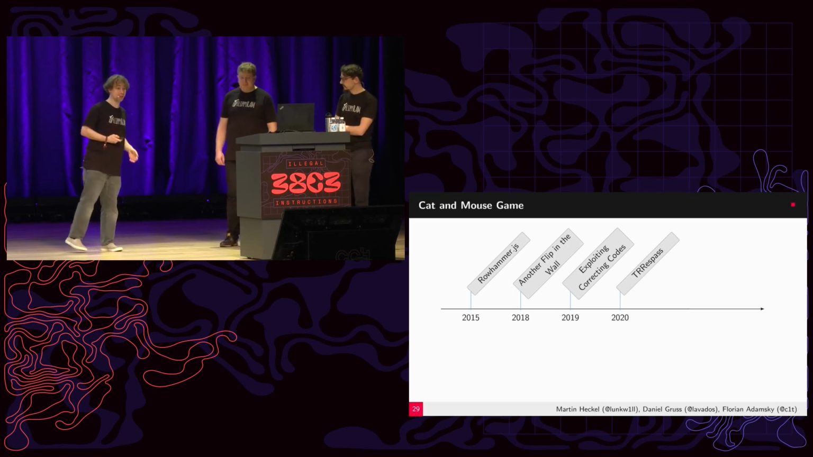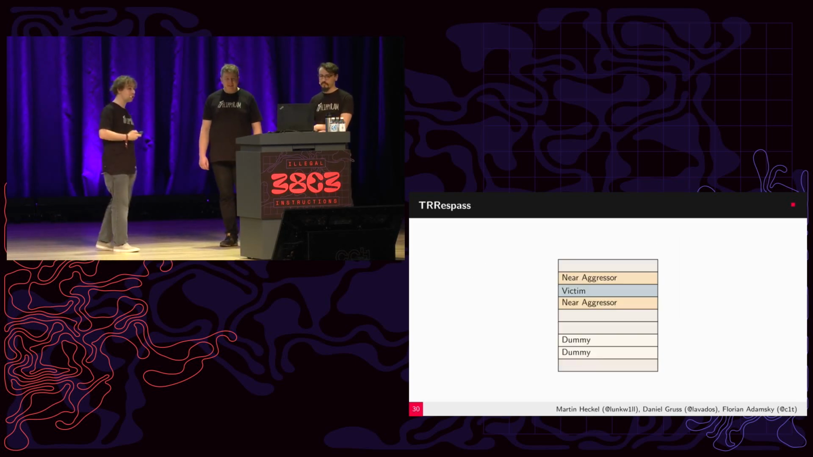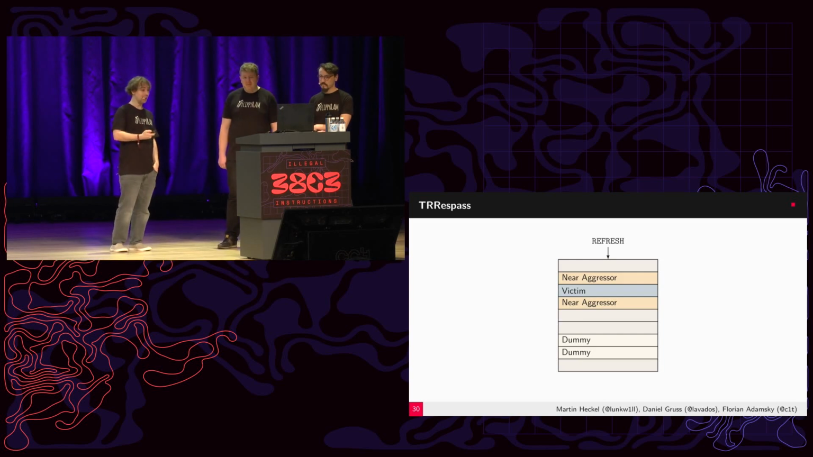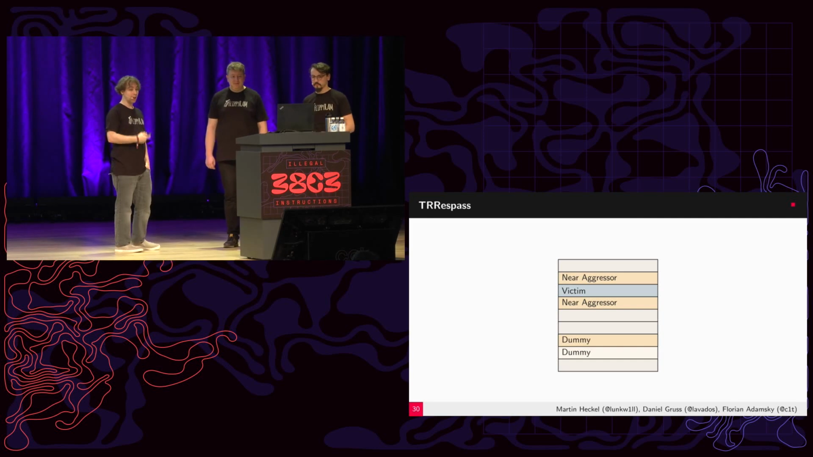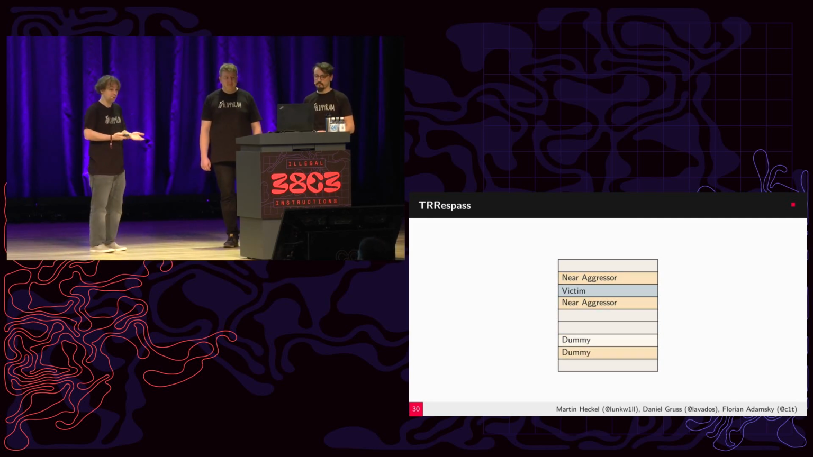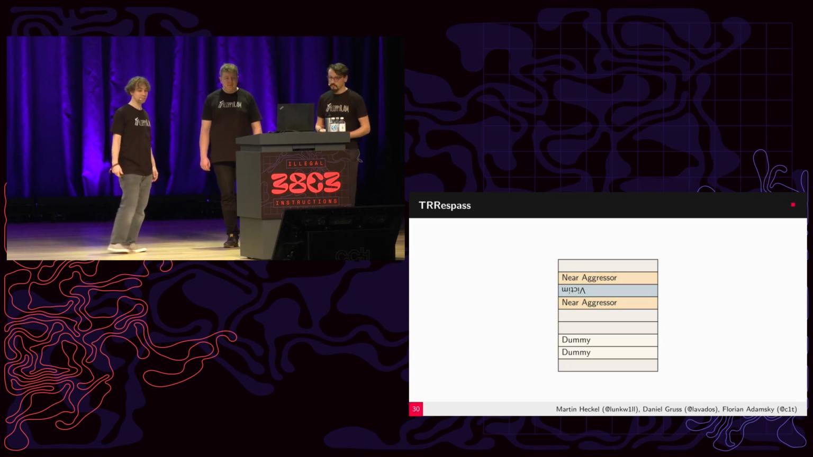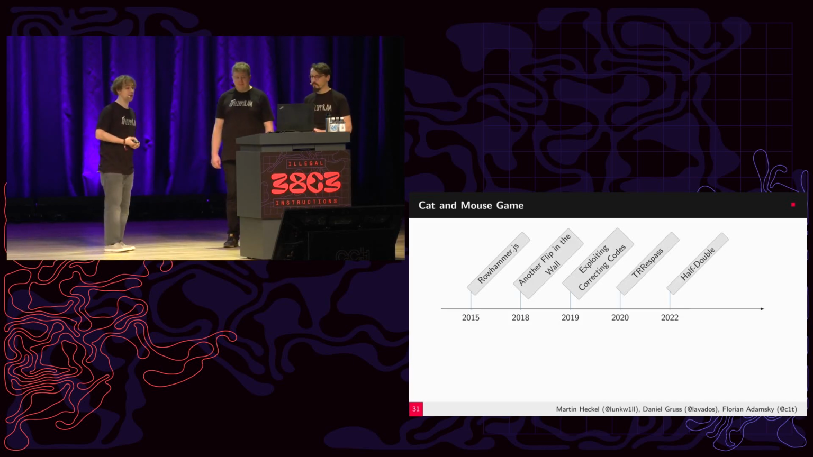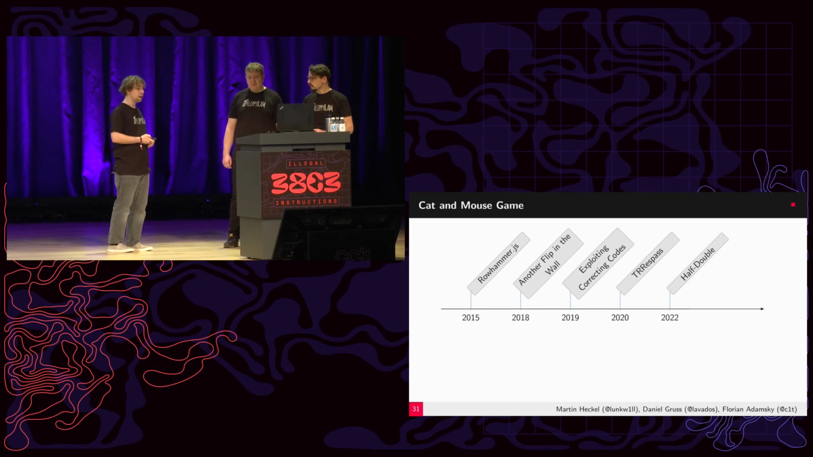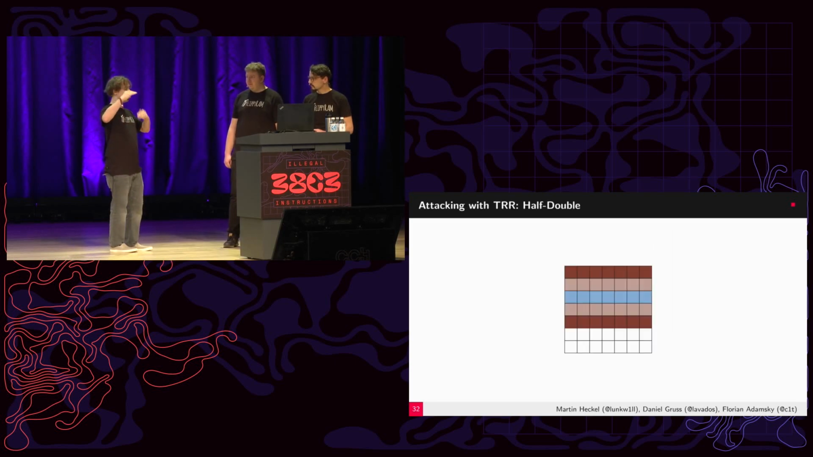There was the TRRespass paper, again from VUSec, and they showed that if you align the accesses with the refreshes of the memory controller, then with some dummy accesses in between, you can still confuse this mechanism enough that you can induce bit flips and flip the victim bit that you want to flip. Right? Yeah. We also showed later on with the Half-Double attack, a collaboration with Google, that we can also hammer rows further away.